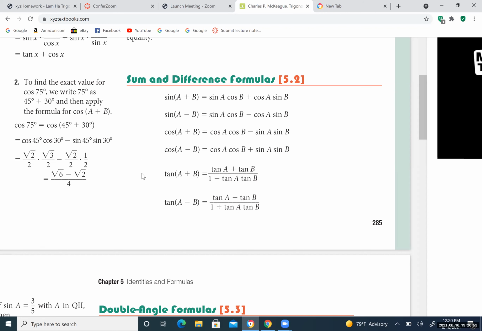If I write a test and say use whatever method you want, you can use the calculator. Just press in cosine 75 degrees and get a value. You can do that. But if I want you to find it by applying the formula, you must write the formula. If you don't follow directions, you get about 70% taken off.